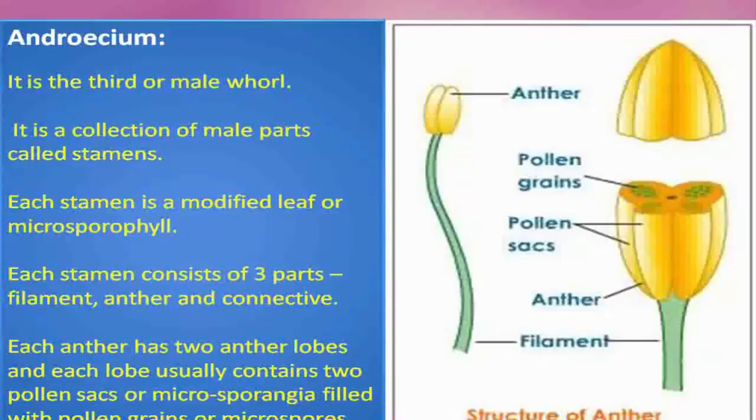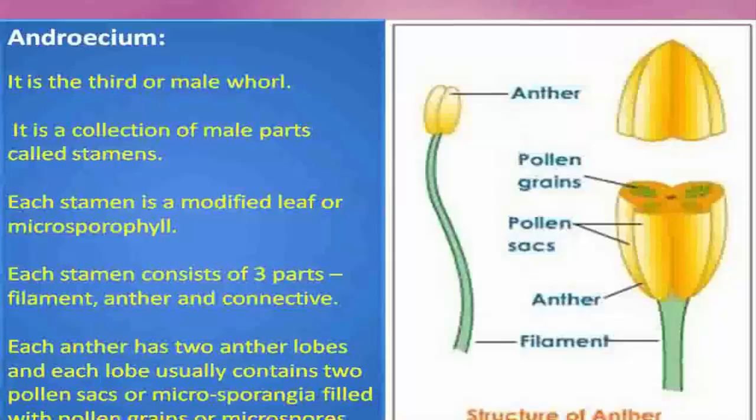So Androecium is composed of stamen, each stamen which represents the male reproductive organ, which consists of a stalk or filament and an anther. Each anther, as you can see, this is the anther, and this is your filament. Each anther is usually bilobed, and each lobe has two chambers which contain pollen grains, and these are known as pollen sacs.